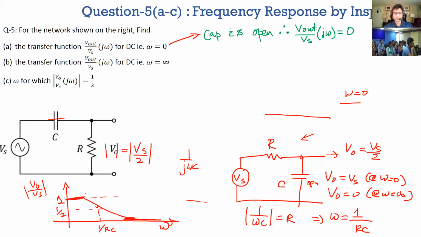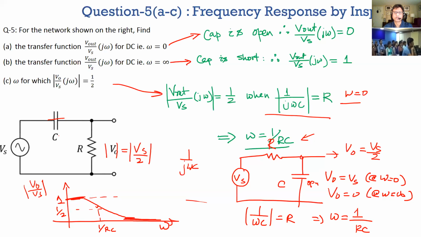So it's kind of the same principle. So just know that, inductor at omega equals 0 is a short, capacitor is open, inductor is open at omega equals infinity, capacitor is a short. So they are like duals of each other. And resistor obviously is the same for all frequencies.